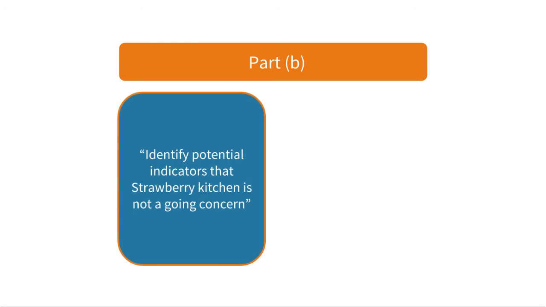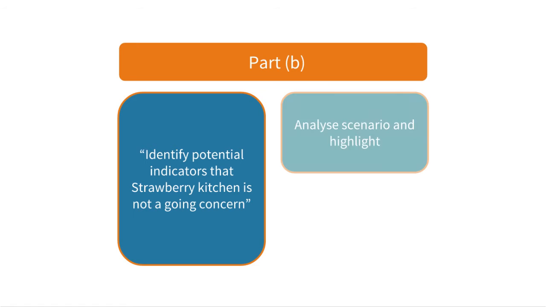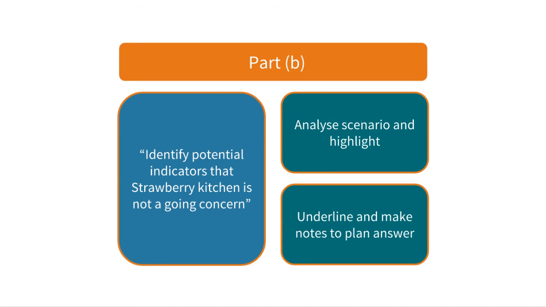Part B requires the scenario to identify potential indicators that Strawberry Kitchens are not a going concern. We are reviewing the scenario for any suggestion that Strawberry Kitchens would struggle to continue trading in the foreseeable future. As you run through the scenario, highlight, underline and make notes to plan your answer. That way, putting pen to paper will be easier and faster to complete the question.